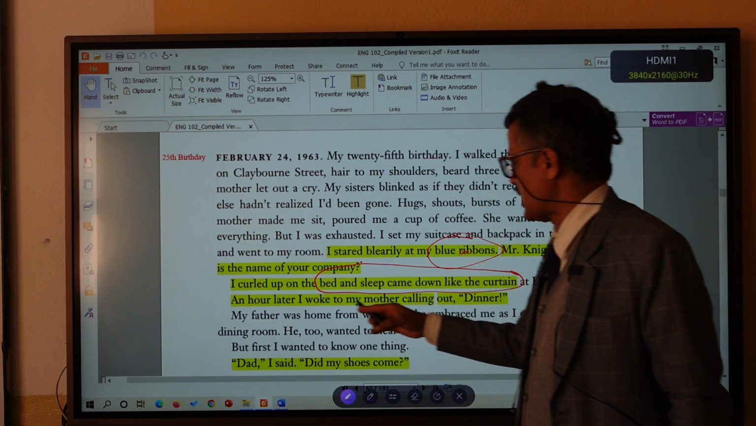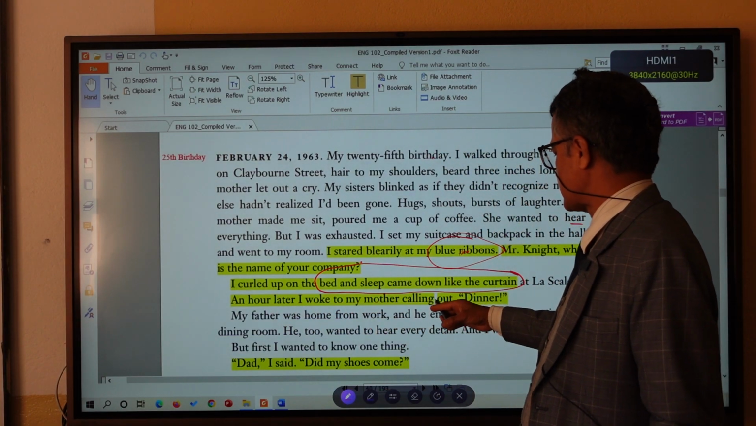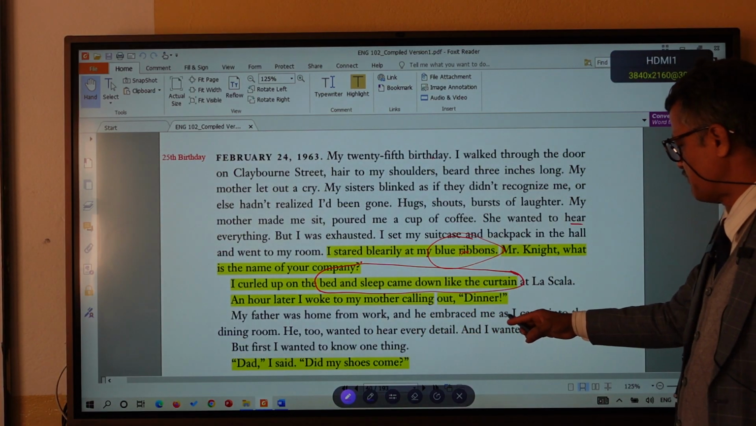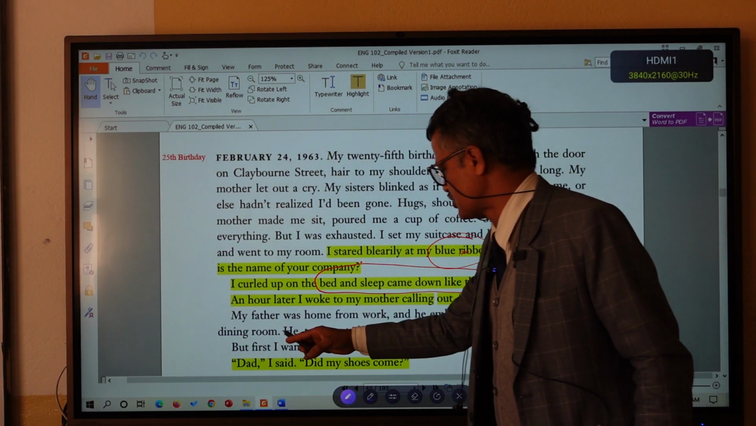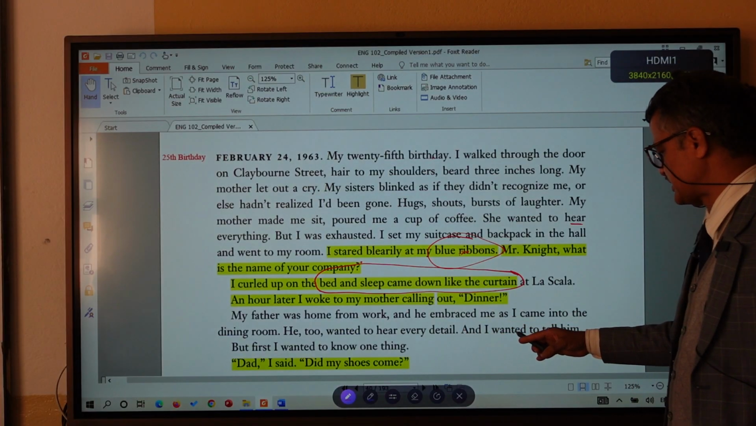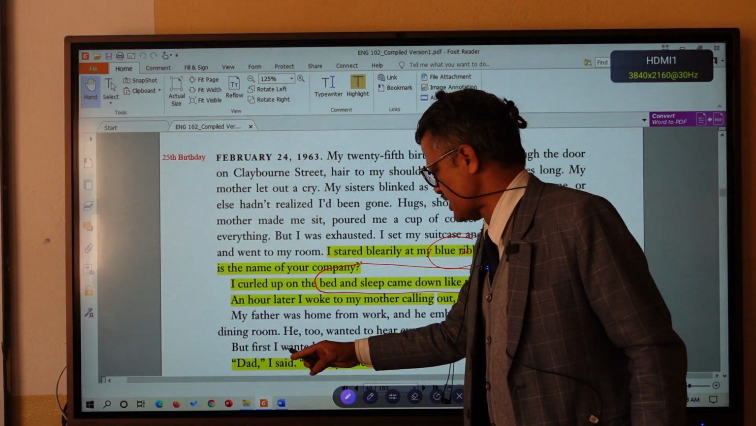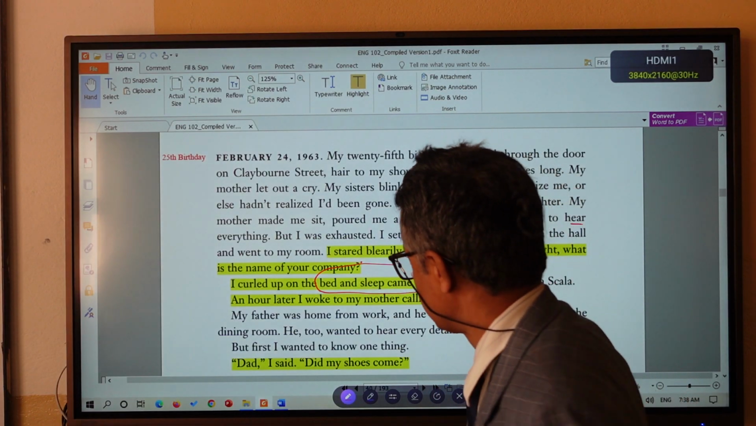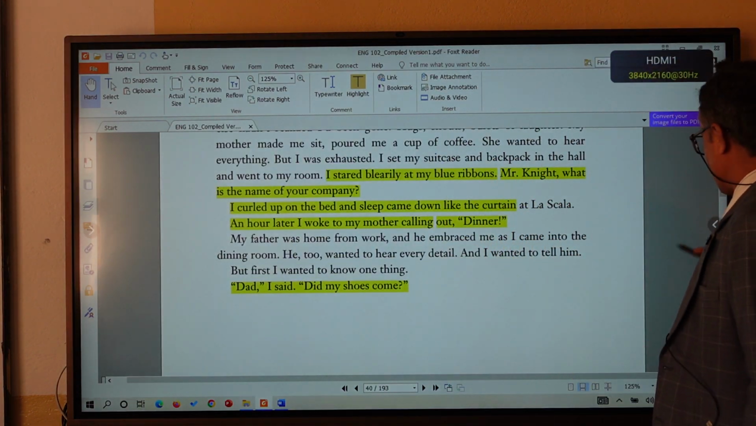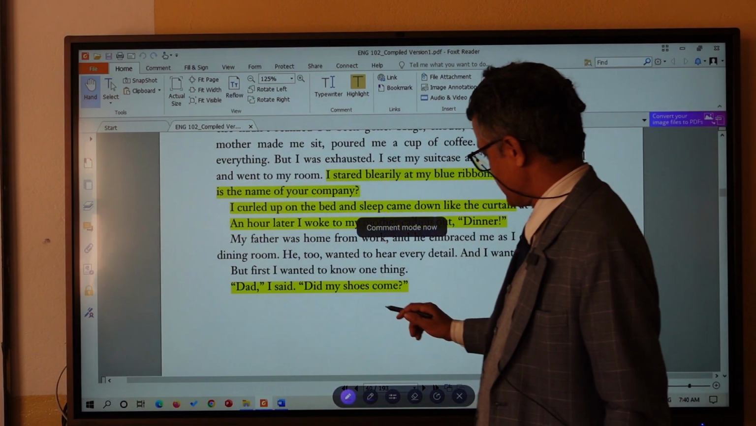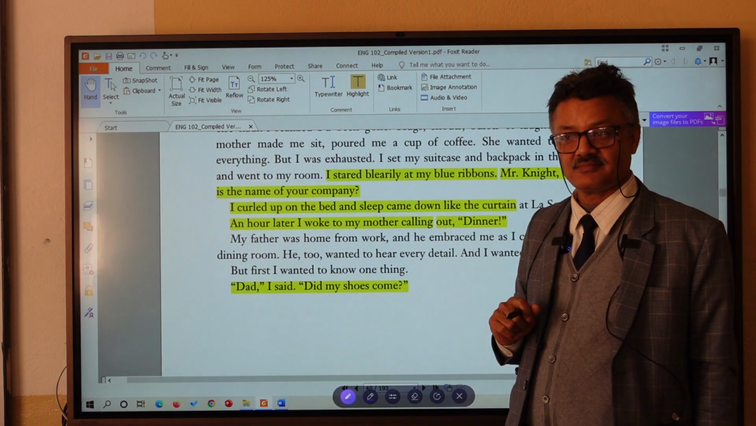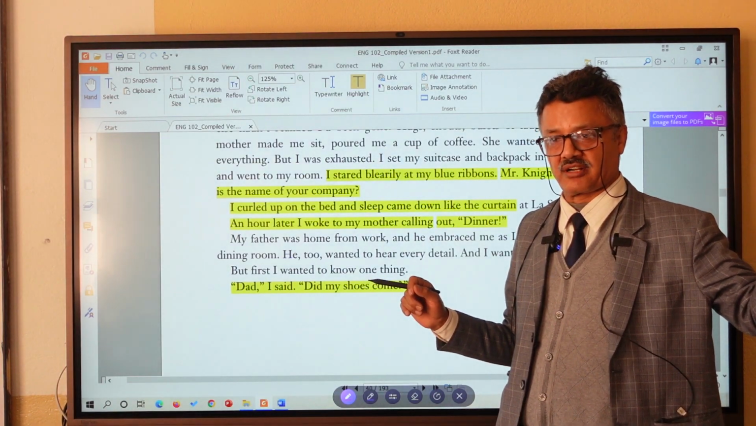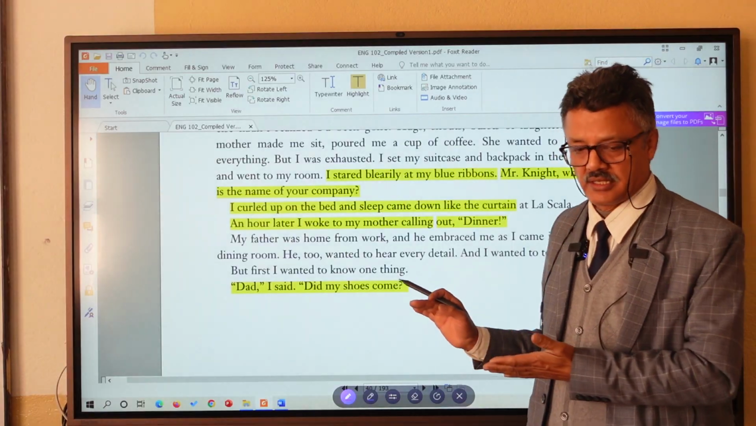At La Scala, an hour later, I woke up to my mother calling out dinner. My father was home from work and he embraced me as I came into the dining room. He too wanted to hear every detail and I wanted to tell him. But first I wanted to know one thing. Last line of chapter 2: Dad, I said, did my shoes come? We don't know whether they came. We'll know in the next chapter, which is not in our course. But this is how the story ends.